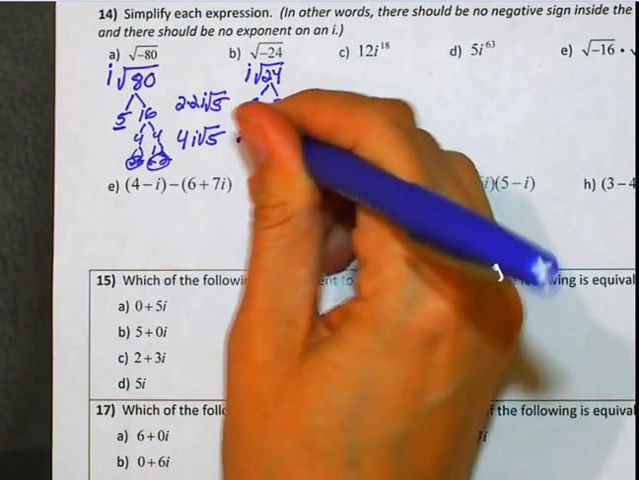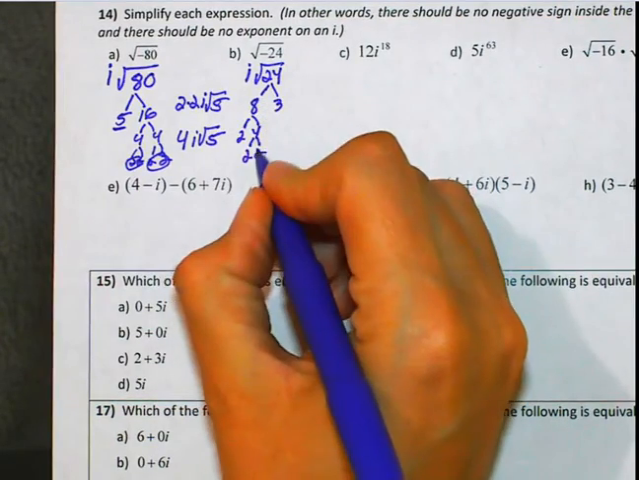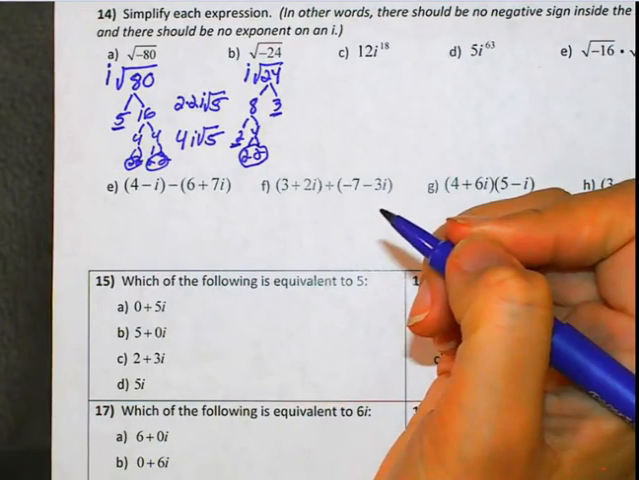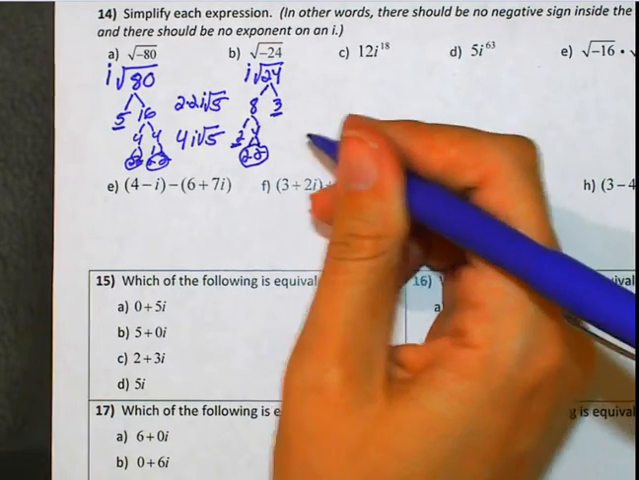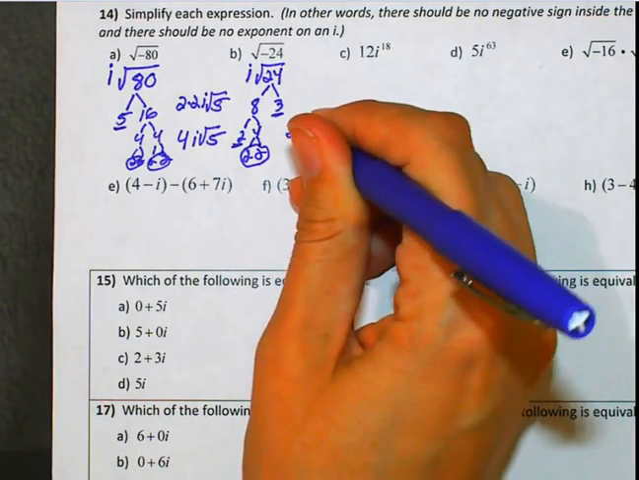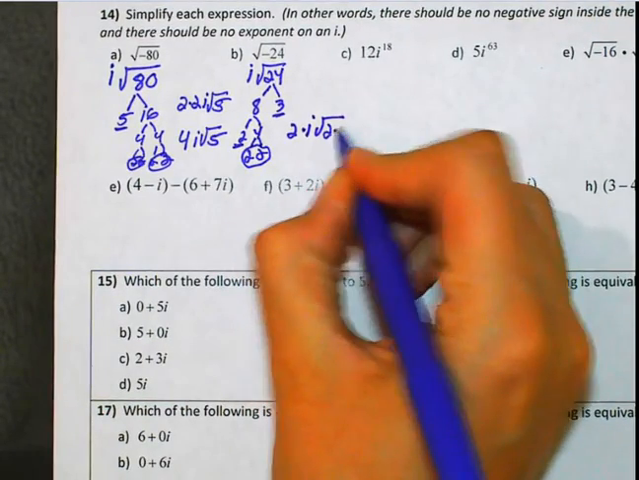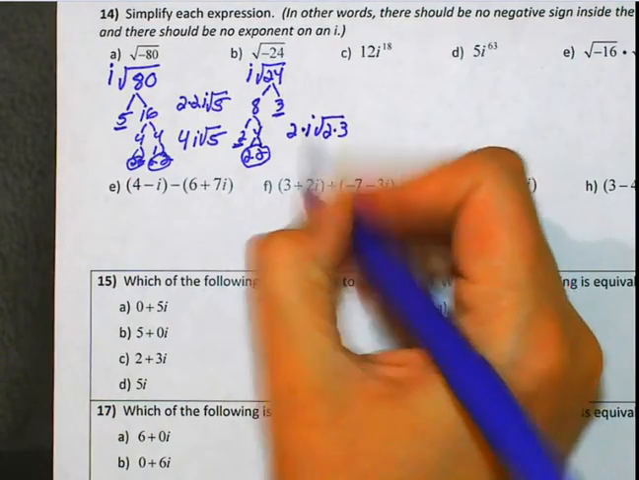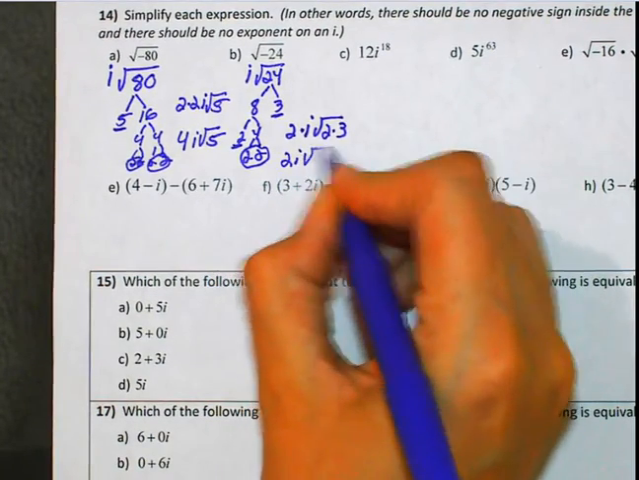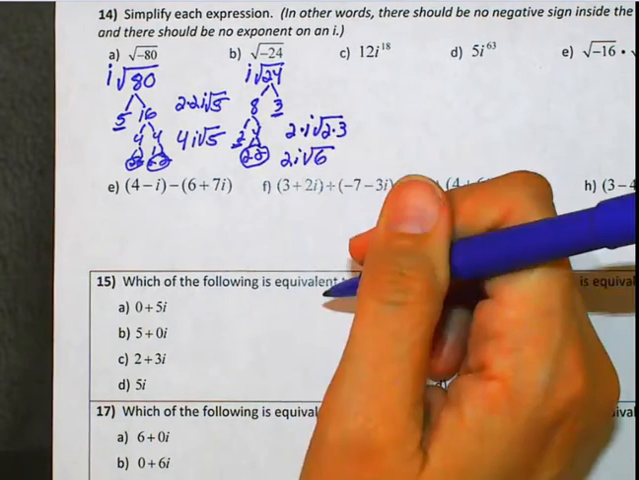Then I have 2 and 4, and 2 and 2. Again, I'm looking for pairs, so I have a 2 here. Notice that the 2 and the 3 I can't do anything with, so they have to stay on the inside and get multiplied back together. So I'm going to end up with 2 on the outside times i, square root, and then the 2 and the 3, so 2 times 3 stays on the inside. Final simplifying: 2 times i is just 2i, square root, 2 times 3 is 6.